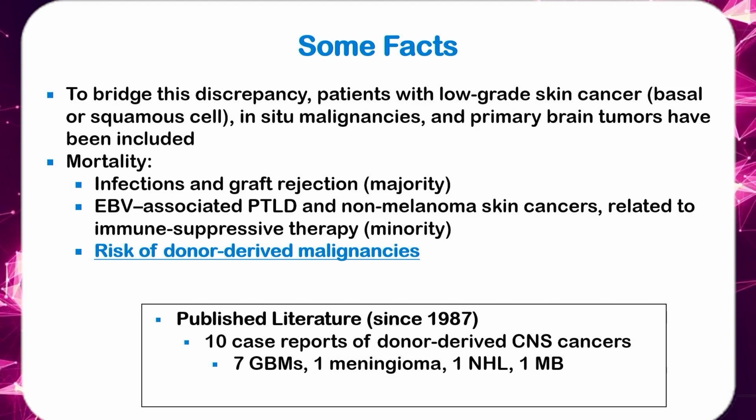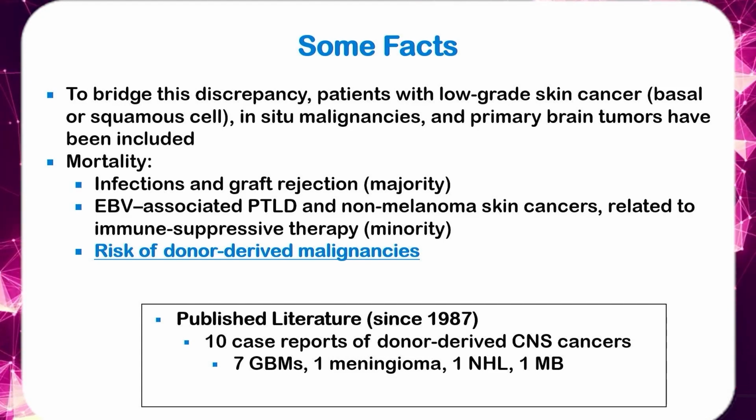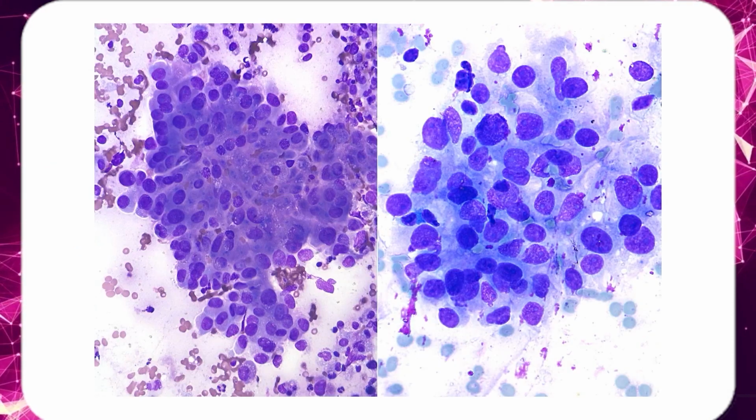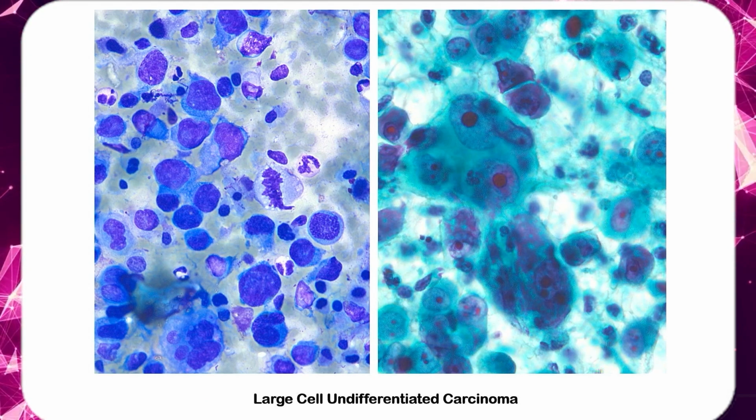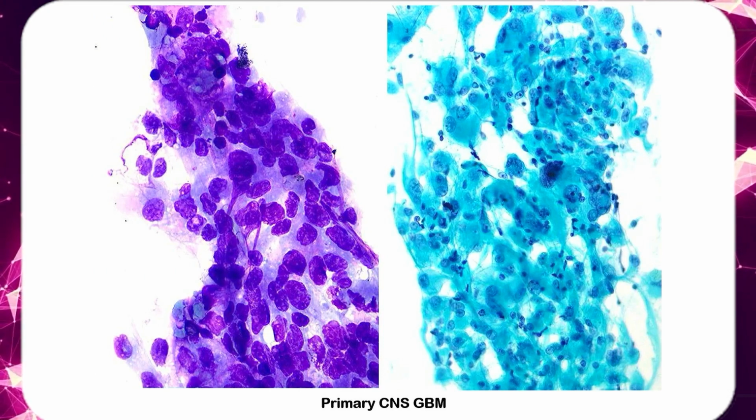Published literature since 1987 has shown 10 cases of donor-derived CNS cancers. There have been 7 GBMs, 1 meningioma, 1 non-Hodgkin lymphoma, and 1 medulloblastoma. So this is our case. As you can see, it looks very epithelial. This is large cell undifferentiated carcinoma, which would be in the differential, very similar to our case. And this is a primary CNS GBM, just to show you what we had in this case.